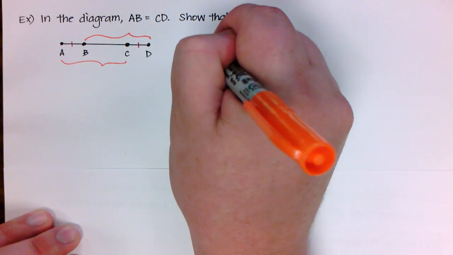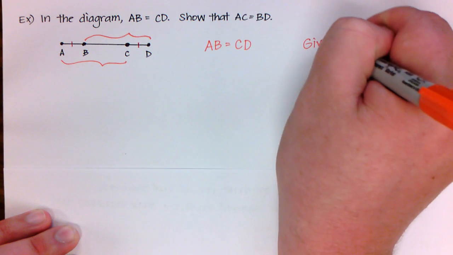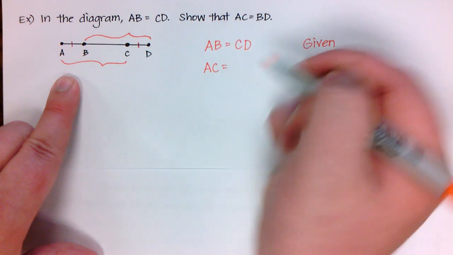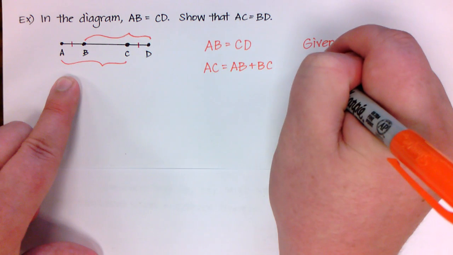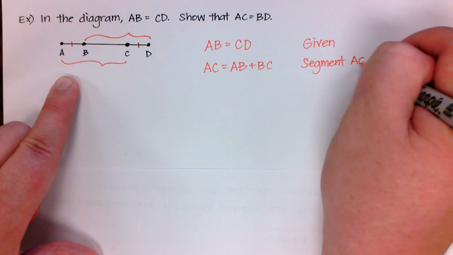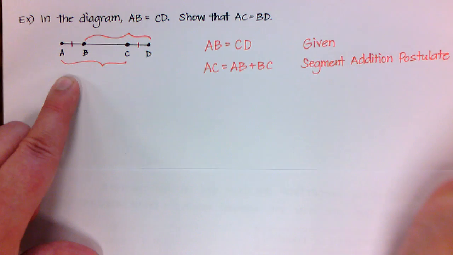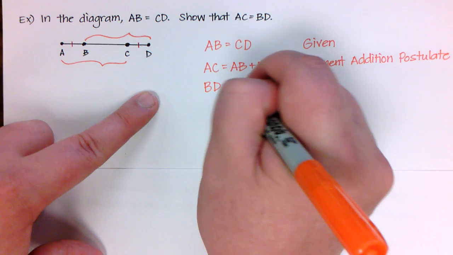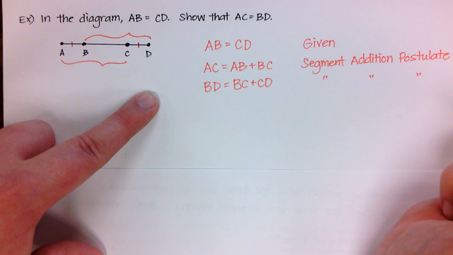So here's how we're going to do it. We're going to start with what's given. AB is equal to CD. The step that I'm going to say is it's given. That's my reason. I can already assume that. And I'm going to look at AC, and I know that this is the sum of AB plus BC. And this was something that I learned way back in lesson 1-2. It was because of segment addition postulate. Okay. So also I could say then that BD is equal to the sum of BC plus CD. And again, this is because of segment addition postulate.